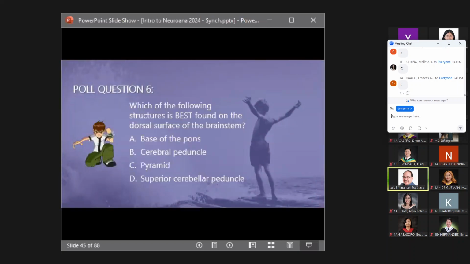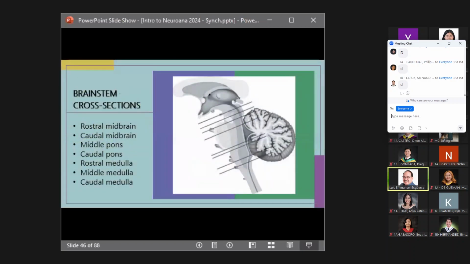Okay. The question: which of the following structures is best found on the dorsal surface of the brainstem? Dorsal ha, dorsal. Base of the pons, cerebral peduncle, pyramid, or superior cerebellar peduncle. Yan. So, kuha nyo D, superior cerebellar peduncle, kasi yung base of the pons, cerebral peduncle, and pyramid, ventral surface yan. Very good.